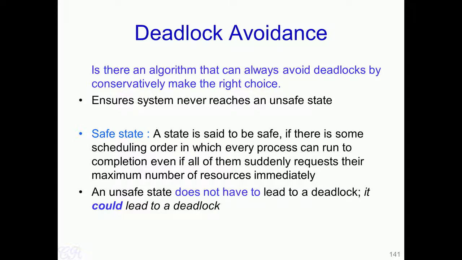So, the next question is: is there an algorithm that can always avoid deadlocks by conservatively making the right choice? That is, can we ensure that the system never reaches an unsafe state by making some choices in the way processes execute or the way resources are allocated and so on. So, one way that we can build such an algorithm is by using what is known as the banker's algorithm. So, let us see an example with this.